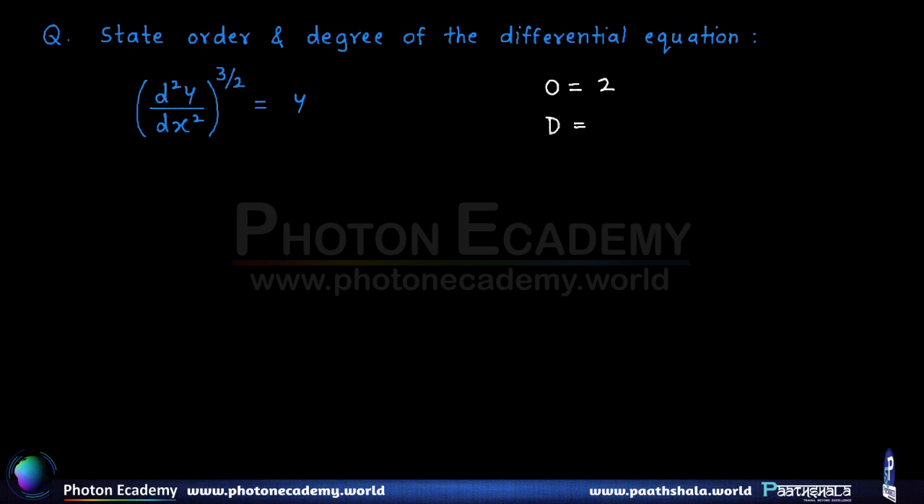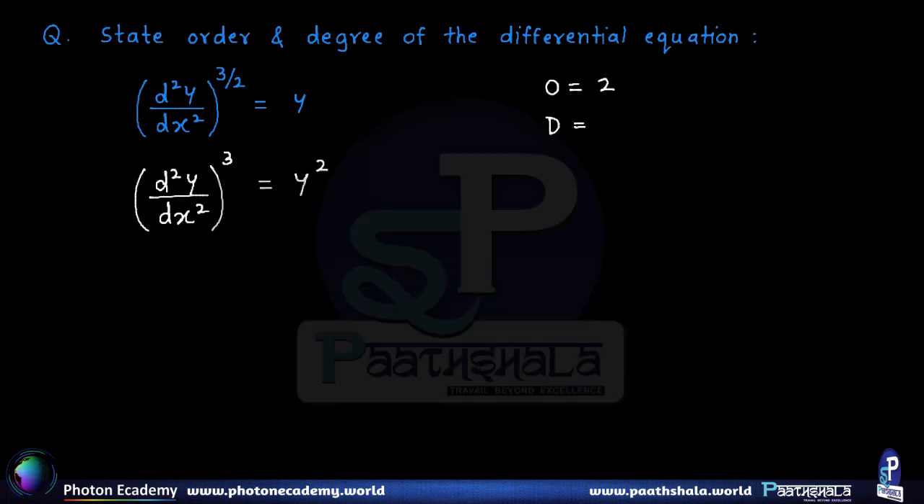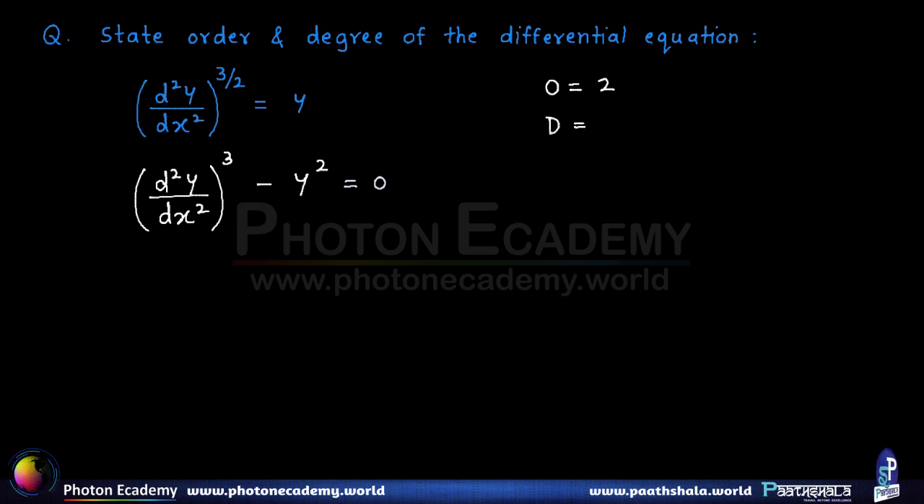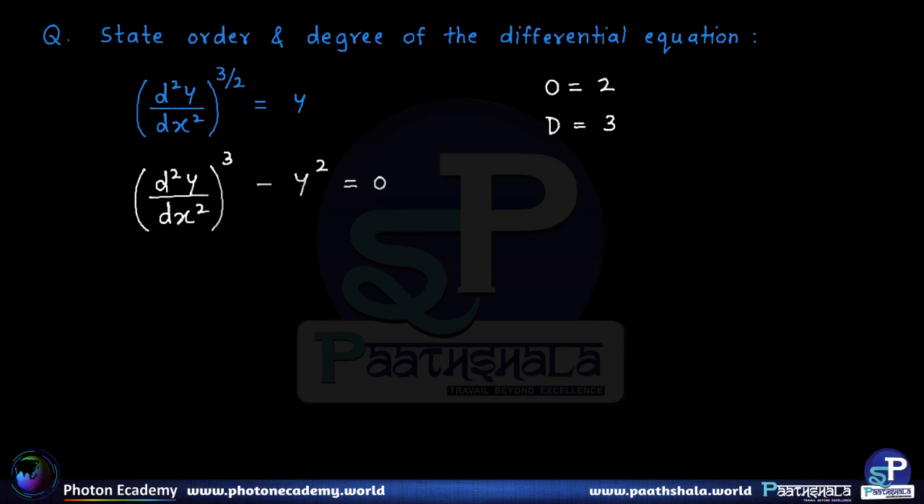The answer is we have to square both sides, because you can see that when we square both sides, what we will get is d square y by dx square the whole cube is nothing but y square. So by bringing y square to the left hand side, we can write the differential equation as d square y by dx square whole cube minus y square equal to 0. Now this is definitely a polynomial equation in derivatives, and now all the powers are free from negative or fractional indices. So now the degree of the second order derivative is 3, hence that is also the degree of the entire differential equation, right?